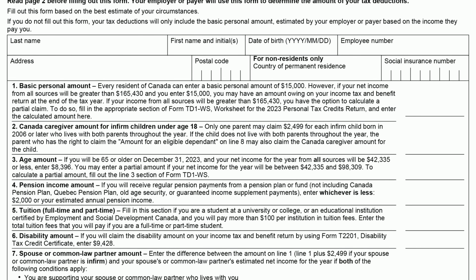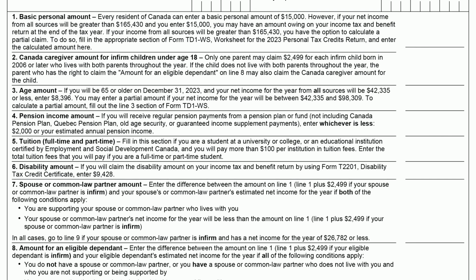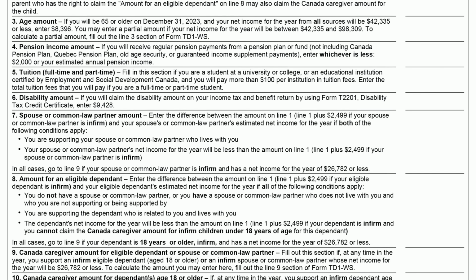So ensuring that the TD1 form is filled out accurately to your actual circumstances is critical to avoid both under-deduction or over-deduction of taxes. This way, the amount of tax withheld from your paychecks should align closely with your actual tax liability for the year.